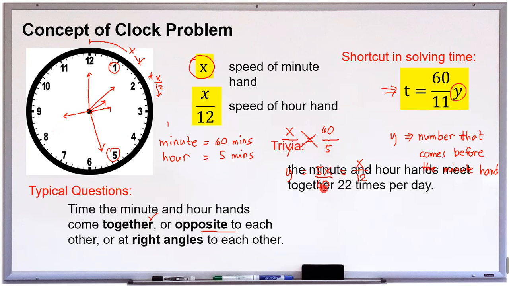Okay? So we have here a trivia. Sorry, it is being covered by my solution. So we're going to erase this one. As you can see, there's a trivia for our clock problem: the minute hand and the hour hand meet together 22 times per day, not 23 and not 24. So try to explore it by yourself.